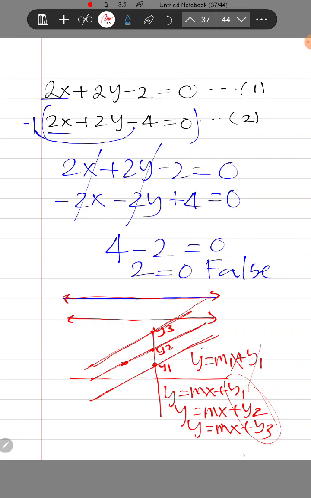In this case, when we are given two equations and we try to do a simultaneous equation to find out a point that satisfies both, then we end up with a false conclusion. When we end up with a true conclusion, that means the two graphs represent one and the same. When we end up with a false conclusion, that means the two graphs are parallel. They never intersect each other.